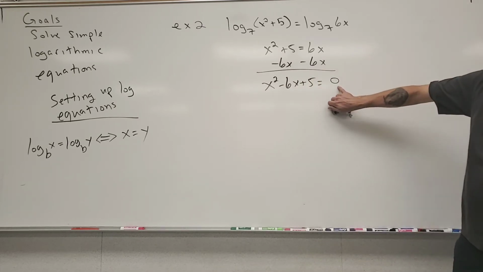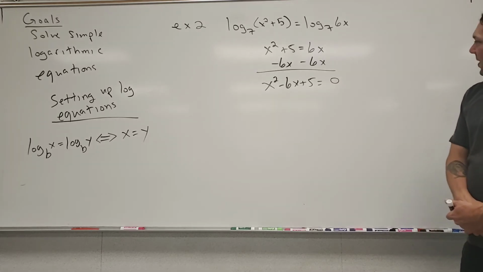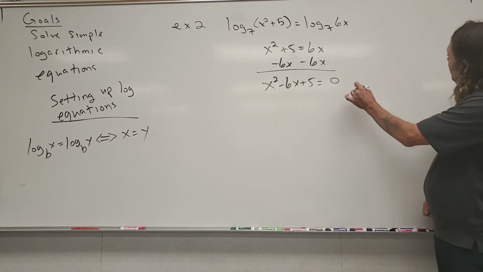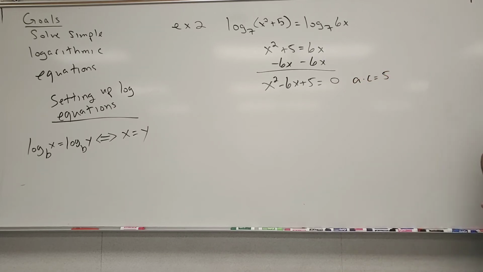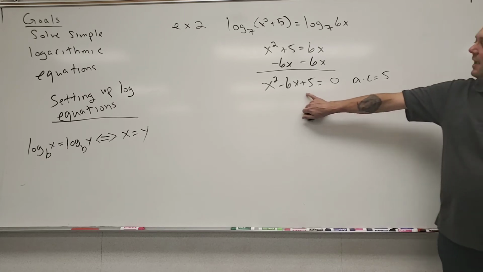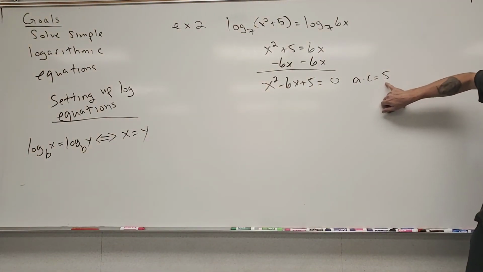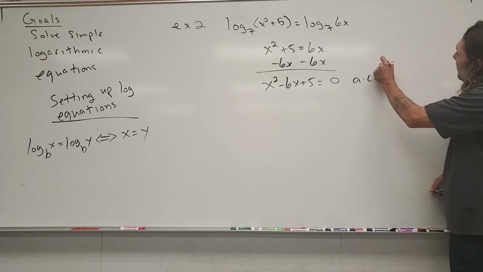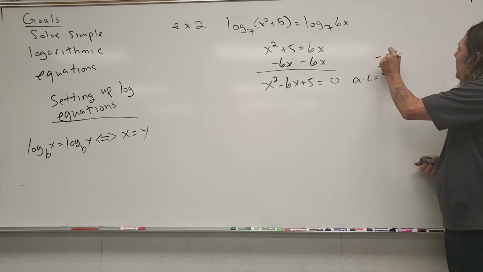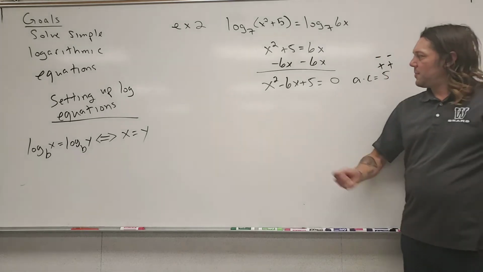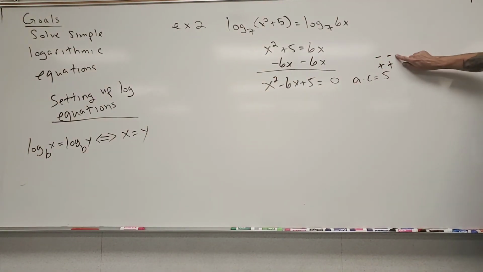Remember, in doing this, I need this to equal 0. And so I can very quickly do the shortcut. My A times C number will be equal to 5. How do I multiply to 5 and add to negative 6? This is a positive number, so the only way that I can multiply to a positive number would be if both of my factors are positive or both of my factors are negative. Now, since my b value is negative, I know that I'm going to need the 2 negative values.